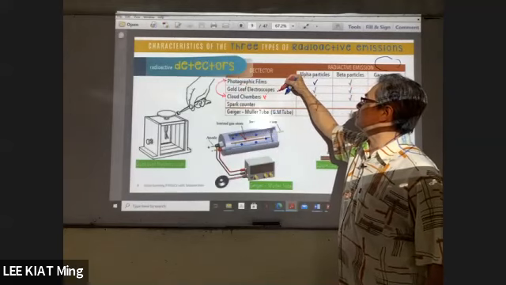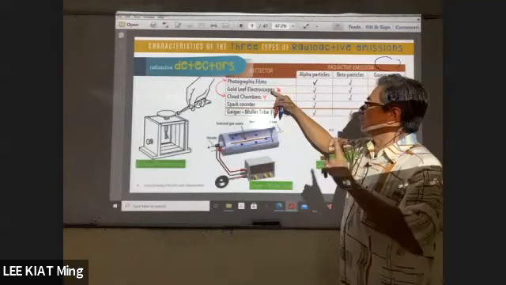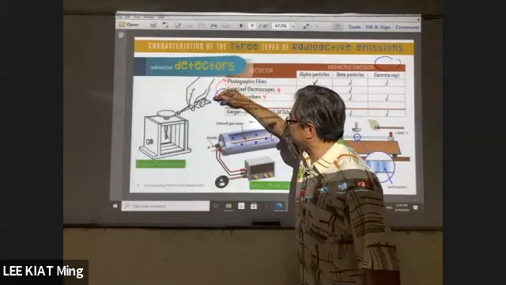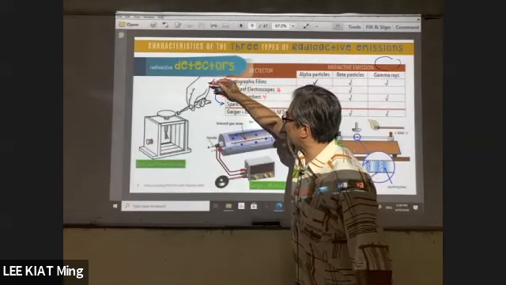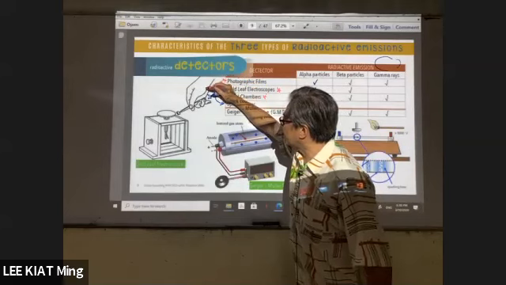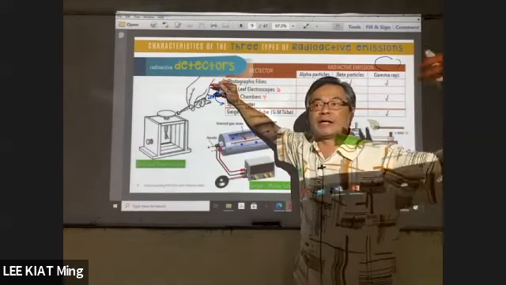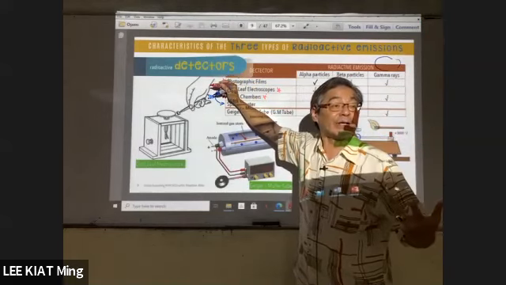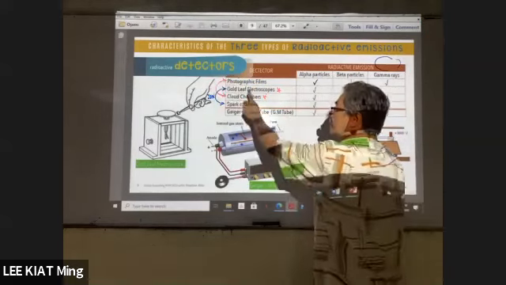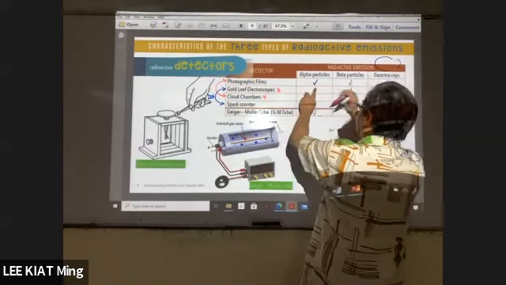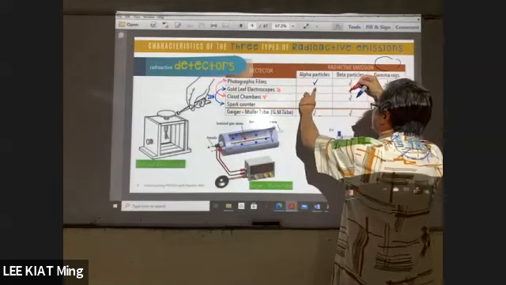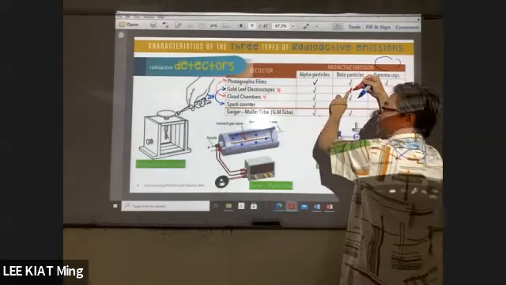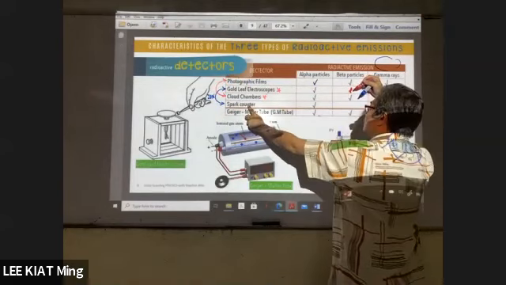Gold leaf electroscope. Alright, it works on the principle of ionization. This and this, the blue ones, I put here the word ionization. And you know, tell me which one has very high ionization? Alpha, beta, gamma, which one has high ionization? Alpha, so it can detect alpha only. This one has none, and this one has none. The electroscope has it or not? Not.